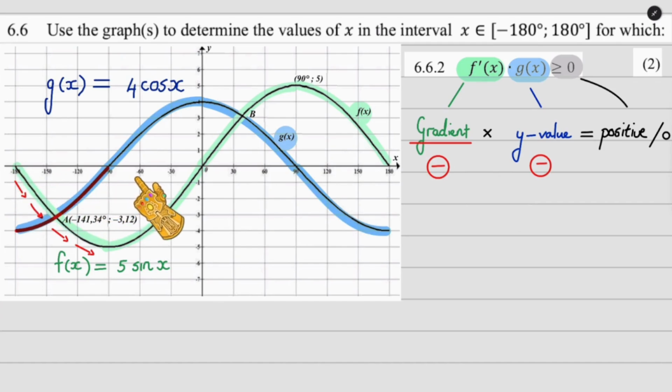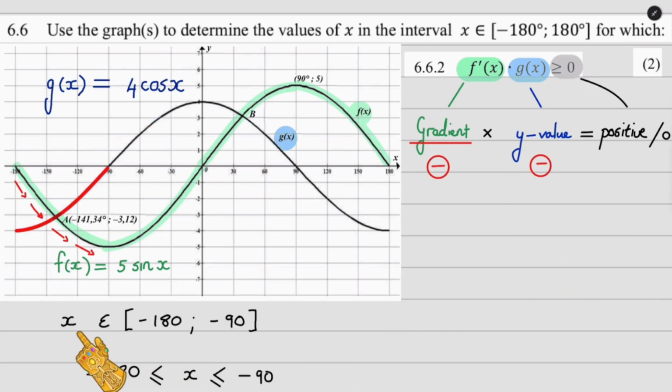So let's formulate that quickly. And remember, there's two possible notations. I can say x is an element that starts at negative 180. I'm using square brackets because we do have an equals to sign over there, and that will entail using the same inequality symbol down here. Okay, now we're going to analyze after negative 90 what happens.